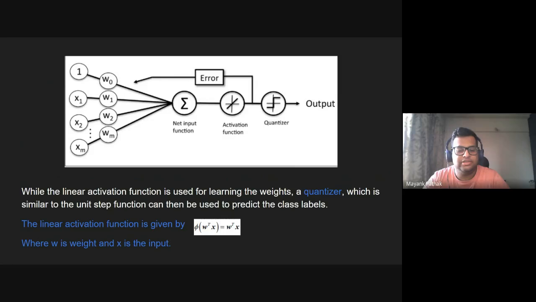It is very simple. It is linear, and it is nothing but the multiplication of the transpose of the weights and the inputs, rather than what we saw in the previous perceptron model. So yeah, W is the weight and X is the input.